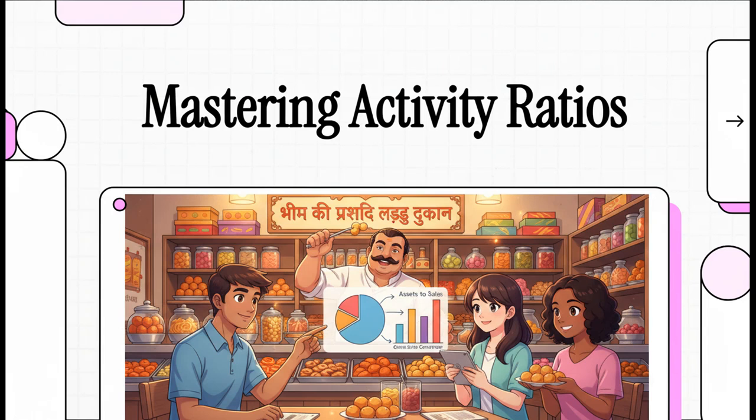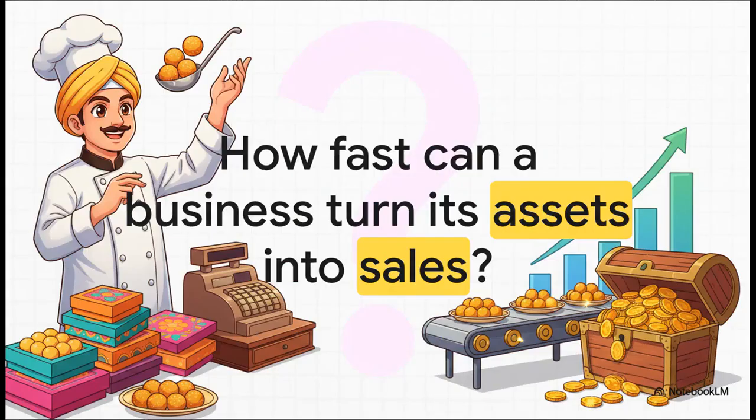Welcome, future chartered accountants. Today, we're going to tackle a really crucial topic for your exams, something that tells the real story of how a business works. We're talking about activity ratios. So, at the end of the day, what's the big question we're trying to answer here? It's this: how fast can a business turn everything it owns, its assets, into actual sales? It's all about efficiency, speed, and just how well the company is performing.